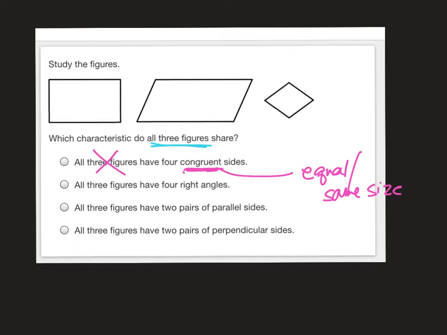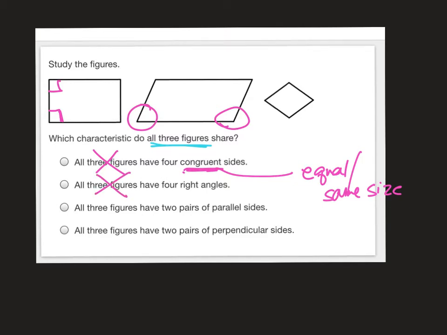The next one, all three figures have four right angles. Well, remember, four right angles, like this corner right here, yes, this is a right angle. This is a right angle. But if I look at this angle right here, I can obviously tell that's smaller than 90 degrees, so it's not a right angle. This one right here is larger than 90 degrees, so it is not a right angle either. So I can tell that that one is not my answer.